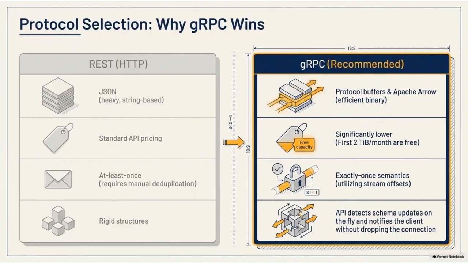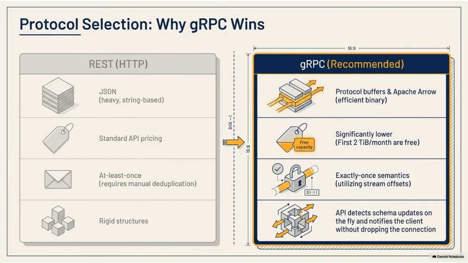So why does gRPC win over REST? You need to understand this is recommended. REST APIs, we all know they are JSON heavy, string based, and standard API pricing is there by Google. While in gRPC the first 2 TB per month are free. 2 TB is actually a lot. It's free, so people should use it.